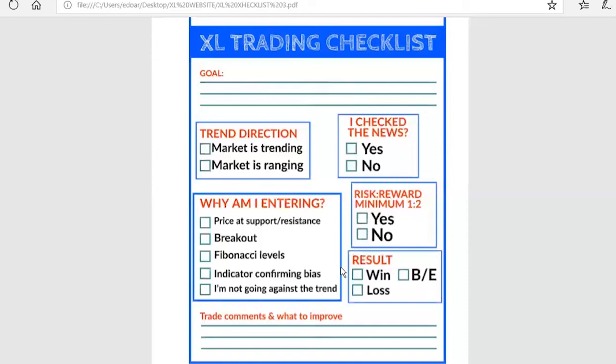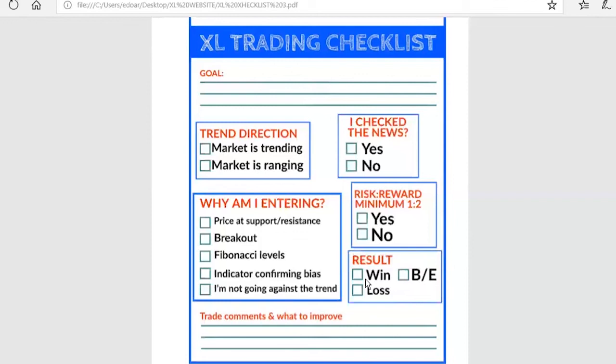After that, of course, we will put what the result of that trade is, either a win, a loss, or break even, which means that maybe you closed at entry, or maybe the trade moved to profit and then you moved stop loss to entry and it was closed at entry. After that, it is really important to put the comments and what you have to improve. Of course, if this is a win, you only put the comment on why you went to the right direction and why you won that trade.